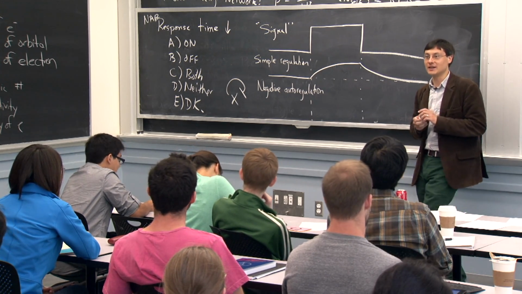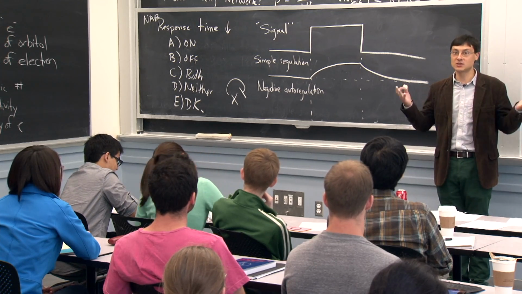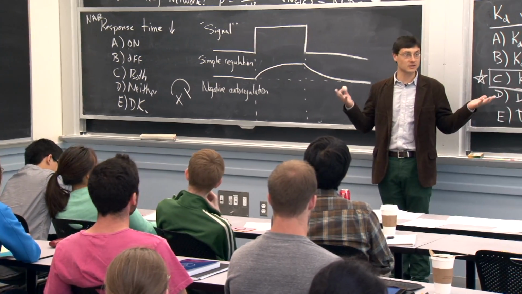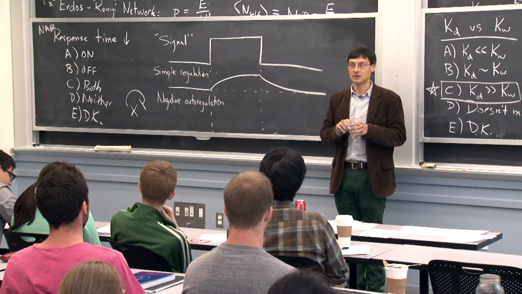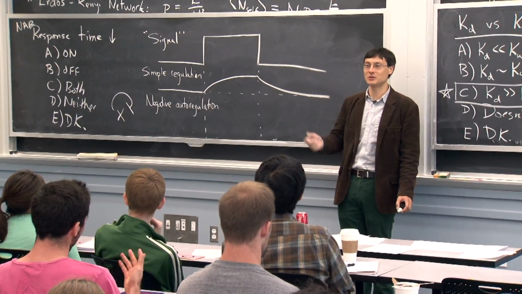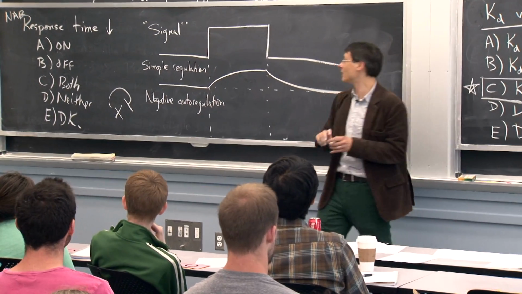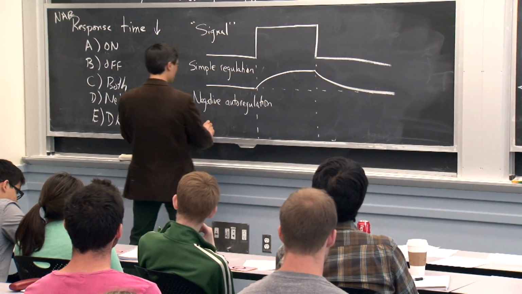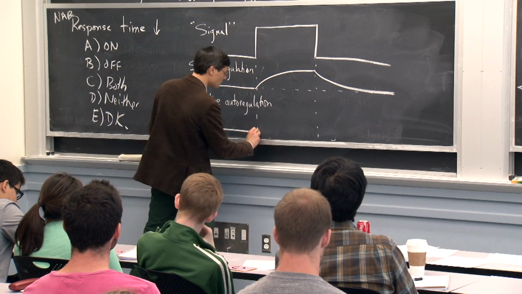All right. So first of all, can somebody give the explanation? Does T on go up, down, or sideways? Well, if it's a time, then it goes down. I always get this confused. Time is the one that goes down, so the rate goes up. Okay, so with negative autoregulation, it's faster turning on, we decided.